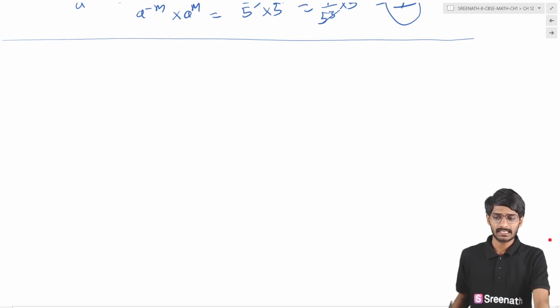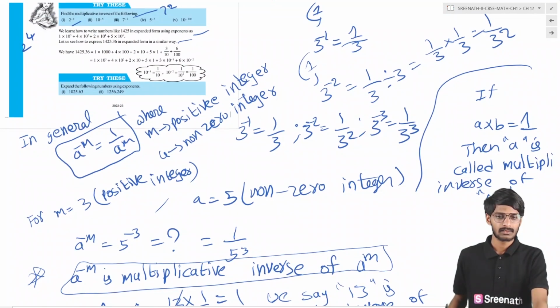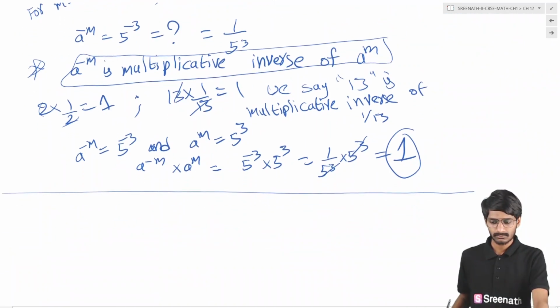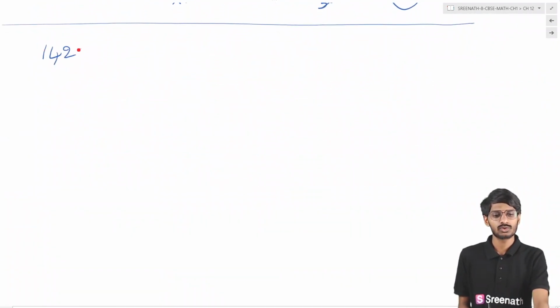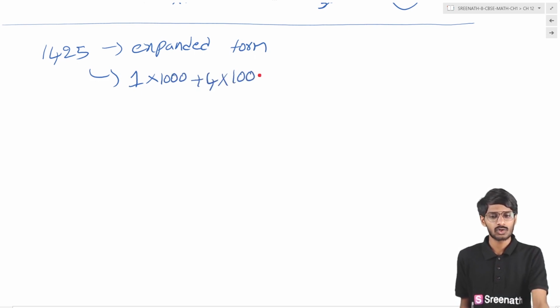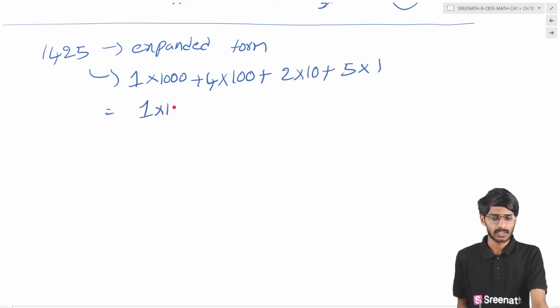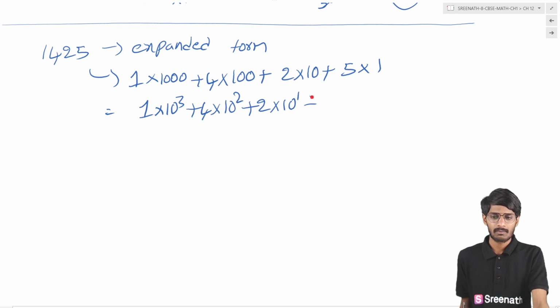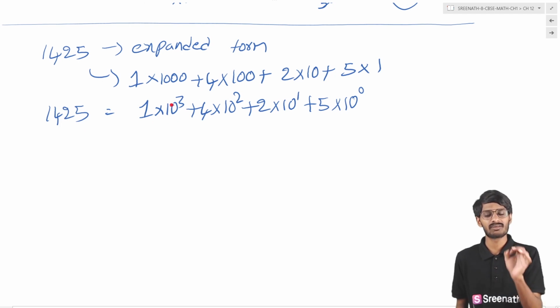So what he has given, 1425. How do we write 1425? We know this expanded form. It looks like 1 into 1000, plus 4 into 100, plus 2 into 10, plus 5 into 1. So we are writing this as 1 into 10 cube plus 4 into 10 square plus 2 into 10 power 1 plus 5 into 10 power 0. So 1425 can be written like this in terms of powers, exponents.